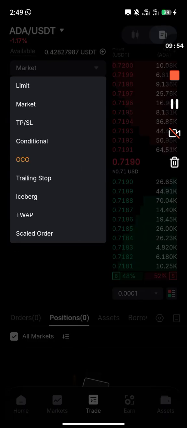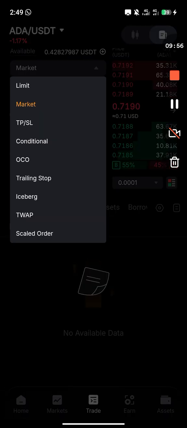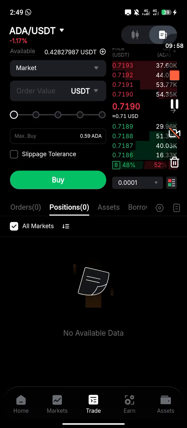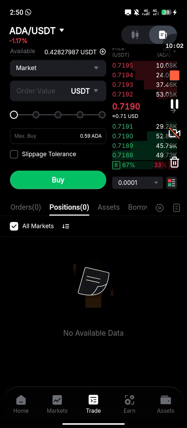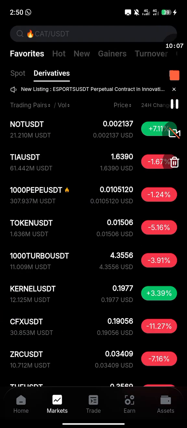And I've explained markets and limits to you, right? So this is where the chart is, and this is where your trade is. The chart is here, the trade is here, you see. So that's about spot trading.